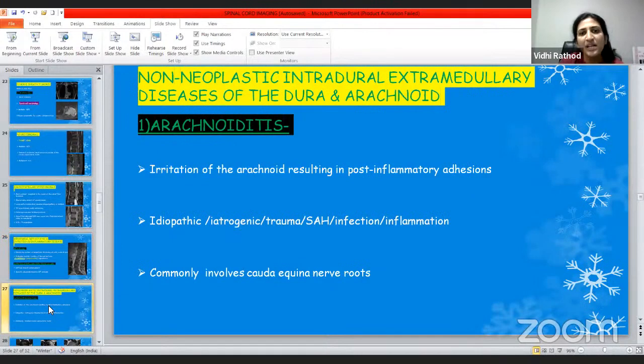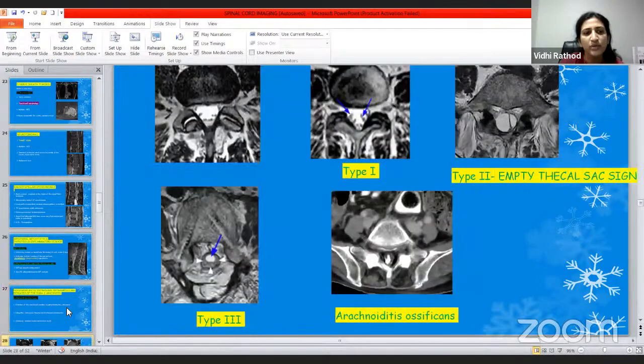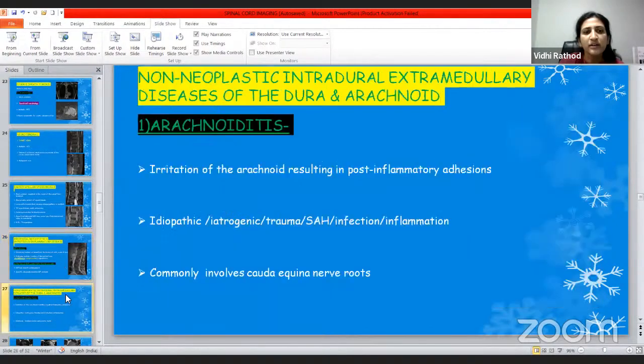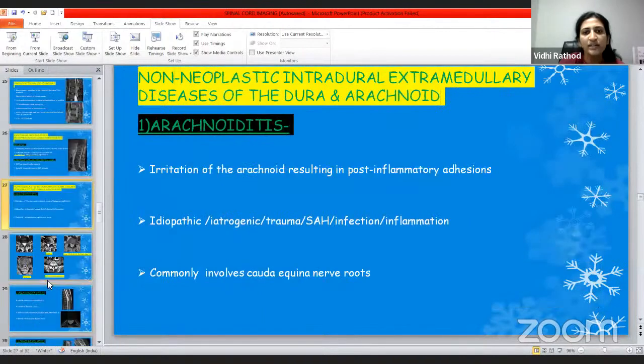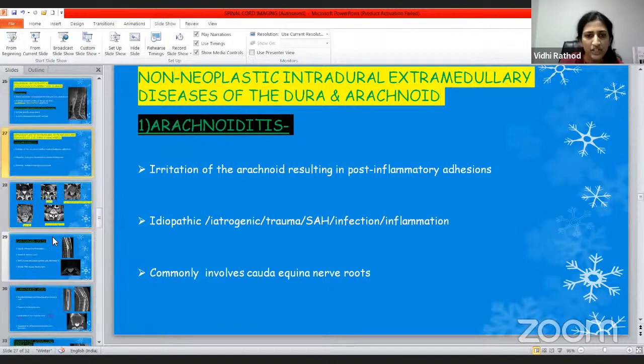Then we have non-neoplastic intradural extramedullary diseases of the dura and arachnoid. In that, the first is arachnoiditis. So arachnoiditis is basically irritation of the arachnoid that causes post-inflammatory adhesions that can be idiopathic, iatrogenic, or traumatic, most commonly involving the cauda equina nerve roots.